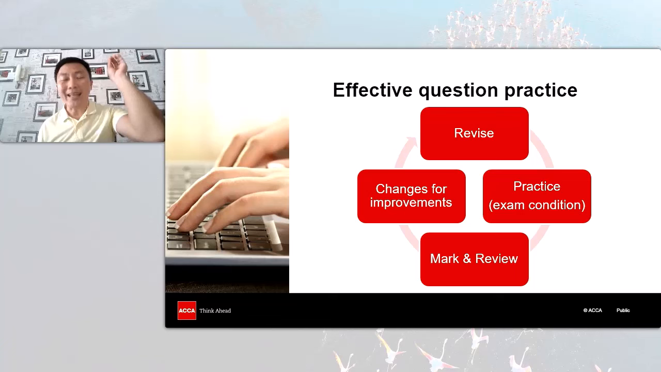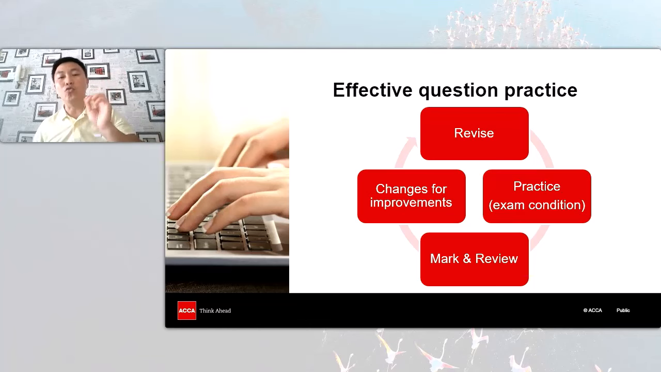After attempting the practice exam within the time allocated, please spend time to mark it and review your answer. From the review, pick up the areas that you need to improve. Once you know the areas to improve, please revise the areas that you're weak at. Only then do you pick the second round of practice. Guys, you will only see improvement when you go through this cycle in your questions practice.